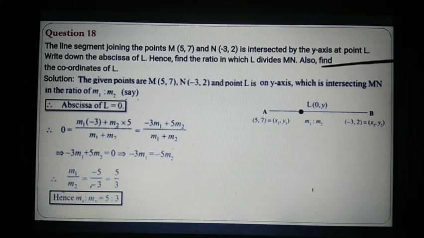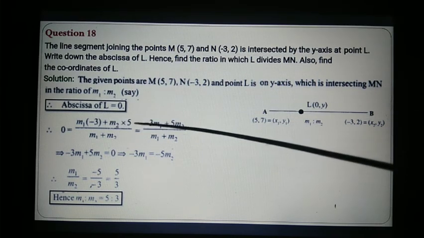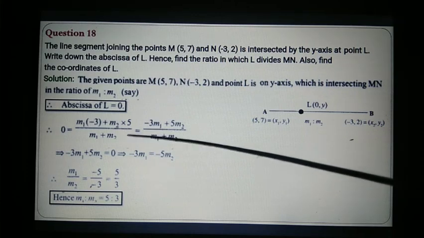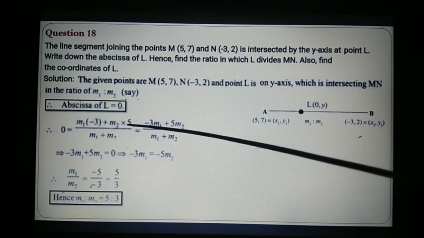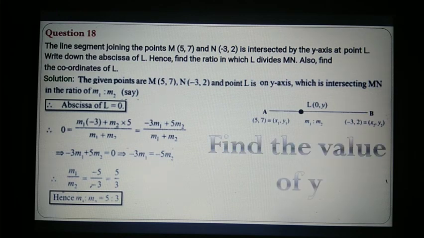Now let's go to the last part, that is to find the coordinate of L. Now if you see here, we have made use of only one case, that is x equals M1 x2 plus M2 x1 divided by M1 plus M2. Now we'll make use of another one, that is y equals M1 y2 plus M2 y1 divided by M1 plus M2, and you'll find the value of y by yourself, as we have seen this kind of problem in the earlier video.